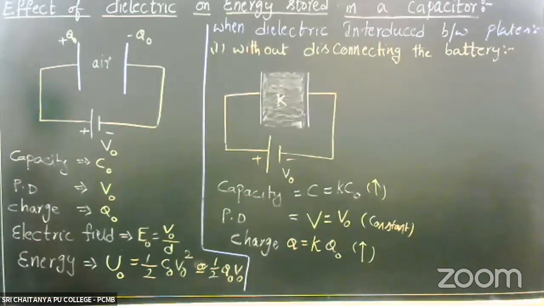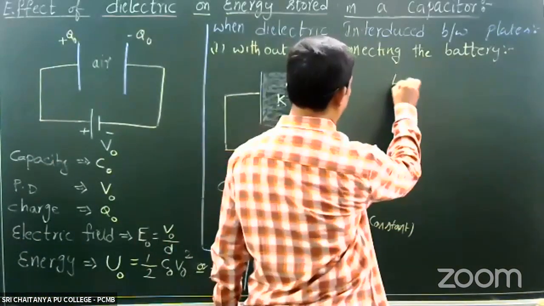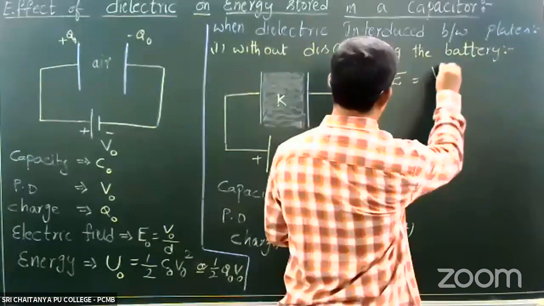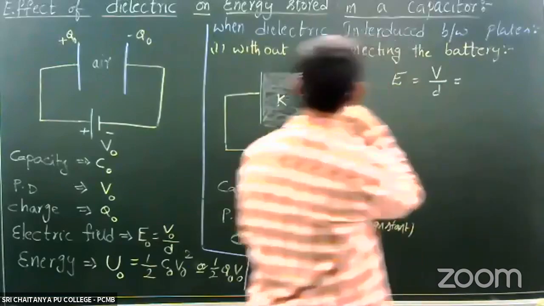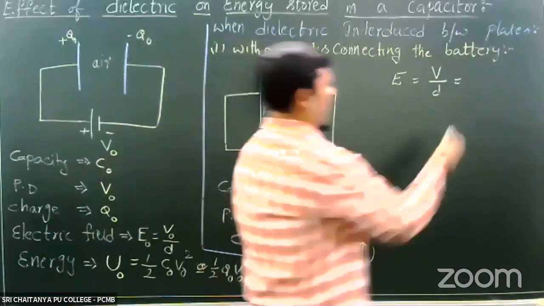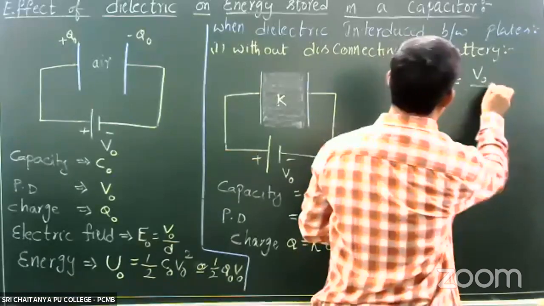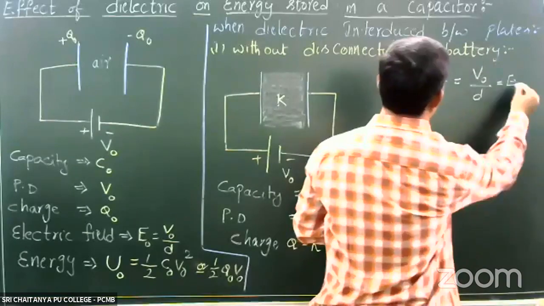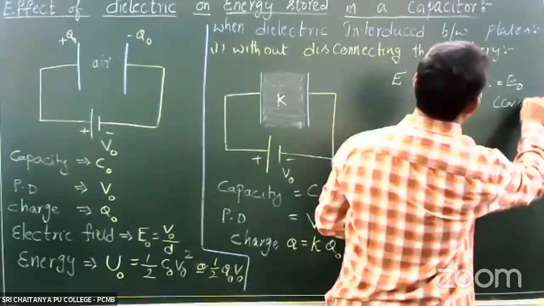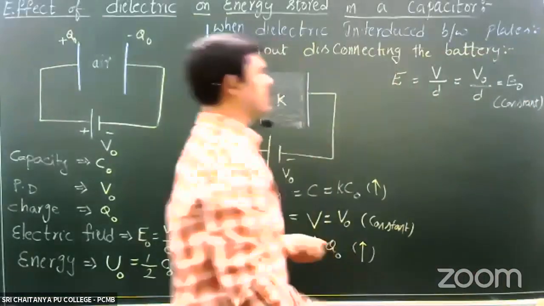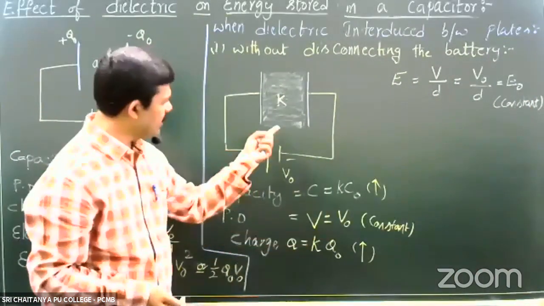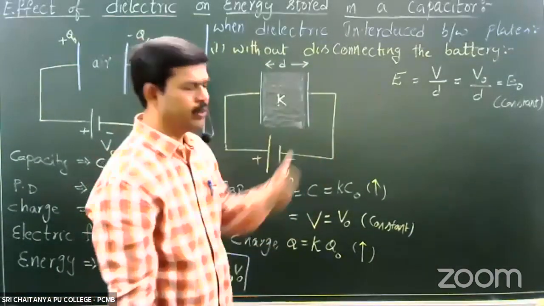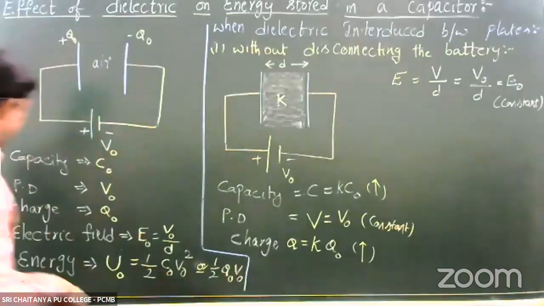What happens to electric field E? We know the formula, E is equal to V by D. Here D is not changing, and V0, D remain the same. So this is V0 by D, E0 only, constant. E is also constant because V is constant, D is constant, where D is the distance between the plates. This is constant, so it won't change. Next, what is it?